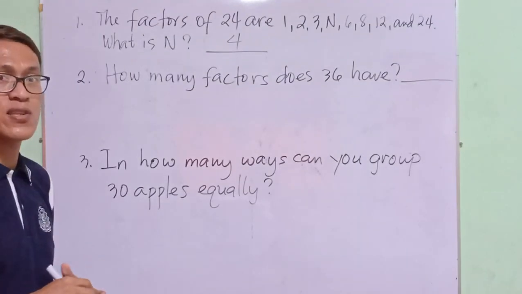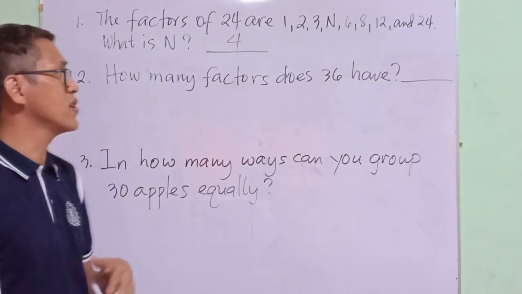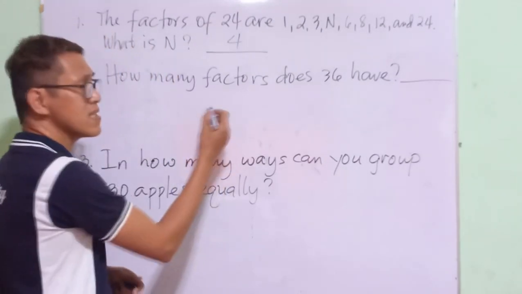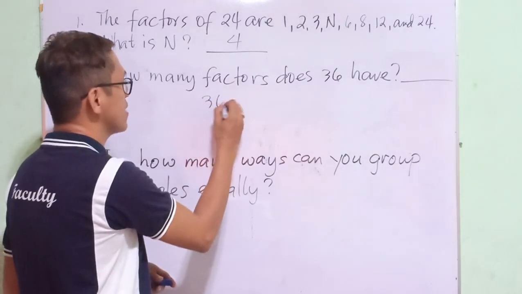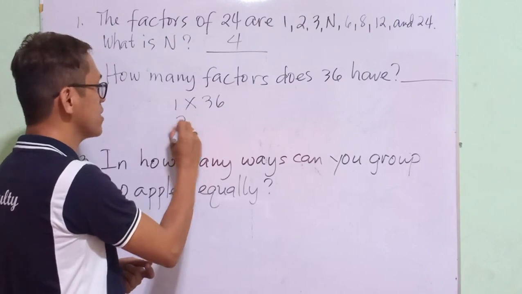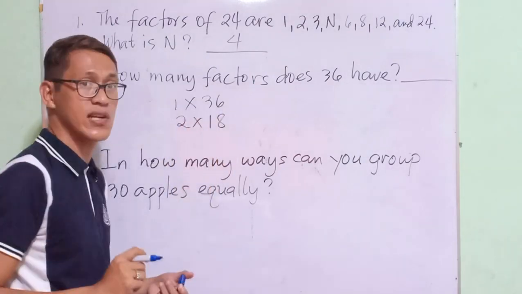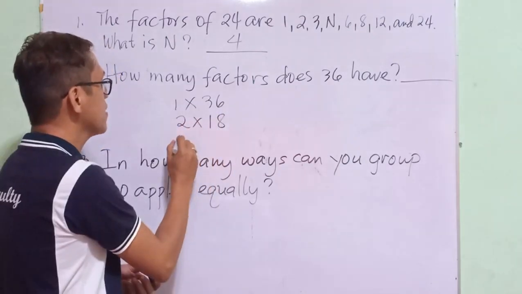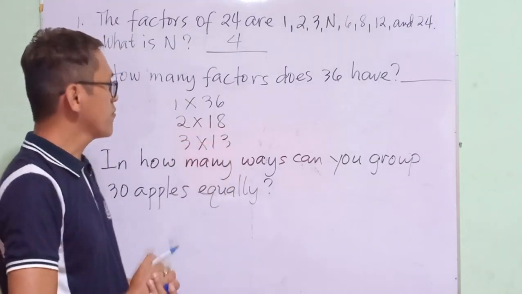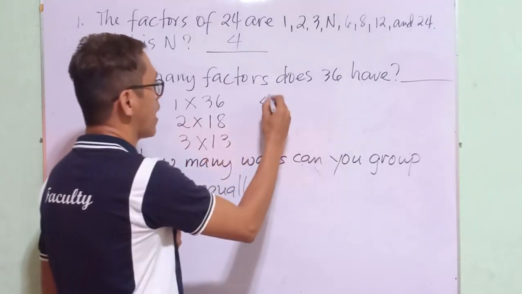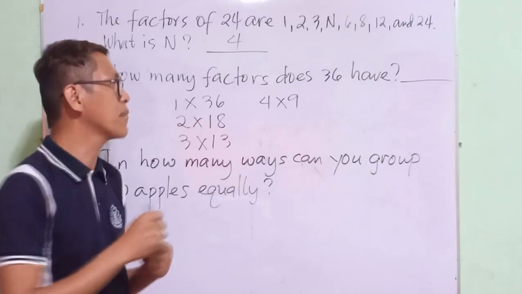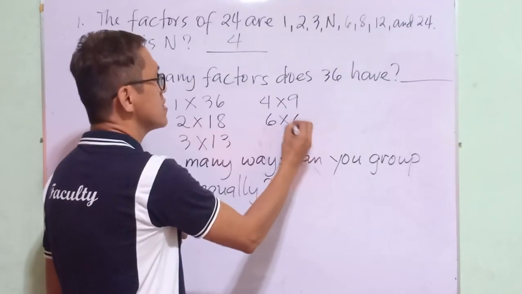What about number 2? How many factors does 36 have? Let's list down all the factors of 36. Let's start with 1 times itself. Then check if 2 is a factor. Yes, because 2 times 18 is 36. What about 3? Yes, 3 times 12 is 36. What about 4? Yes, 4 times 9 is 36. What about 5? Not 5. What about 6? Yes, 6 times 6.